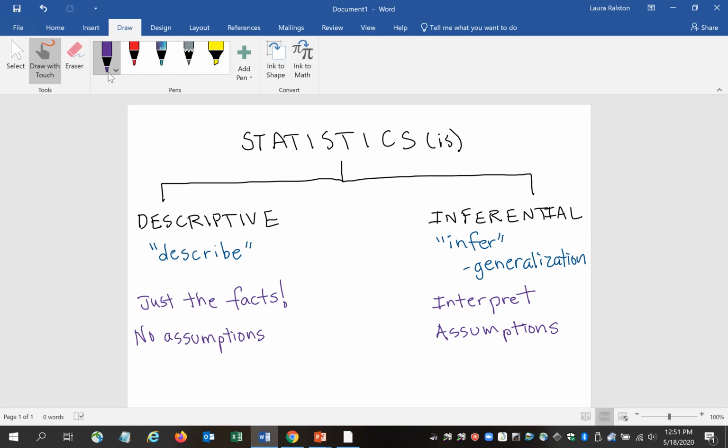But here's the deal, guys. Even though this is considered two separate branches, you have to be able to describe your group, but then you also have to be able to make those assumptions and generalizations about your group. The two categories are connected together. You really can't do one without the other. You need descriptive statistics in order to do inferential statistics. So even though we consider them two separate categories, they're actually interconnected.